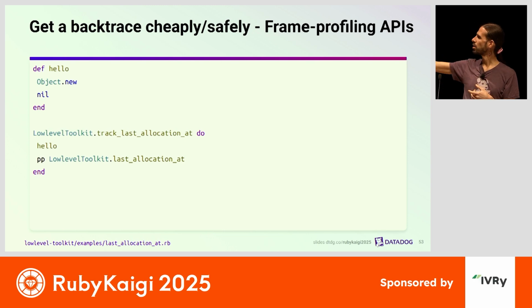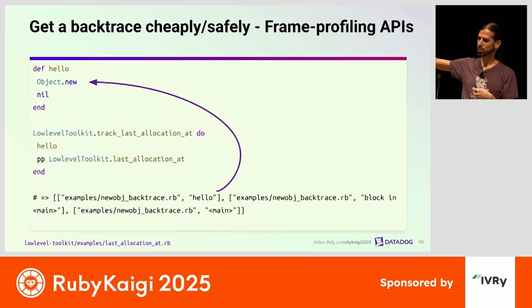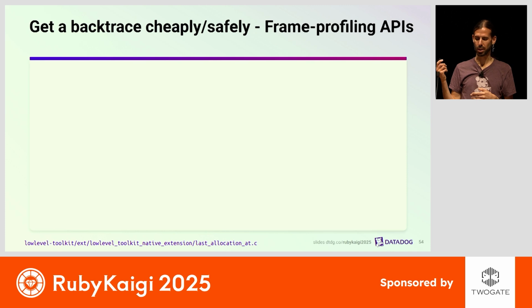And when we call last allocation at, we get the stack trace of when the last object got created. In this case, we see that the object got created inside the hello method, because it was that object that you see over there. So this is for when you want to investigate where objects are getting created. OK, let's build this helper.